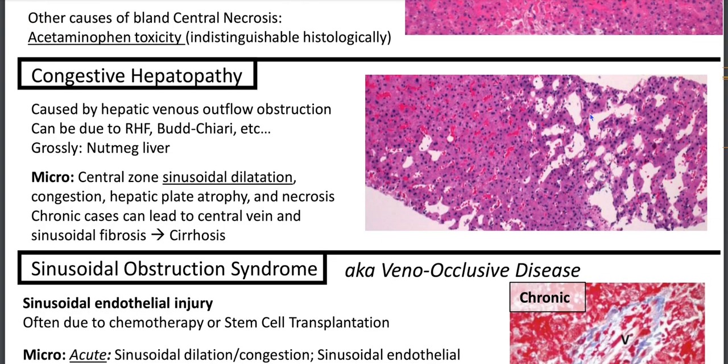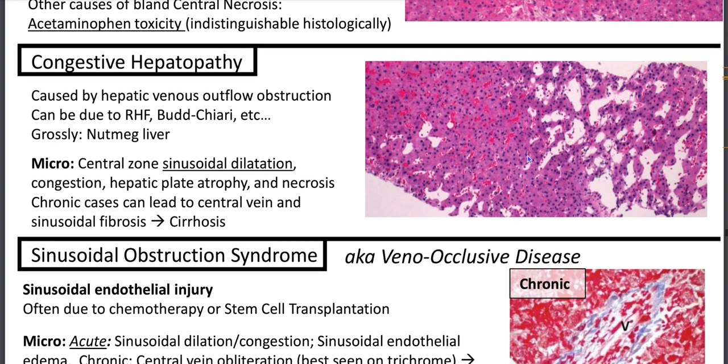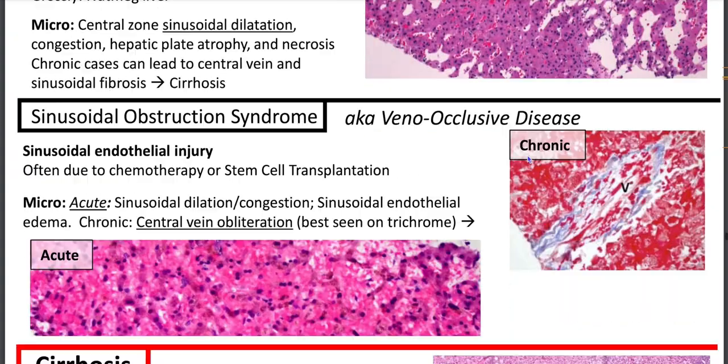Congestive hepatopathy. This is caused by hepatic venous outflow obstruction, and this could be due to Budd-Chiari, right heart failure, and grossly you will see a nutmeg liver. Again, I've seen that on my autopsies as well. And histologically, you'll see the central zone, zone 3, sinusoidal dilation, congestion, hepatic plate atrophy, and necrosis. Chronic cases can lead to central vein and sinusoidal fibrosis, which can lead to cirrhosis.